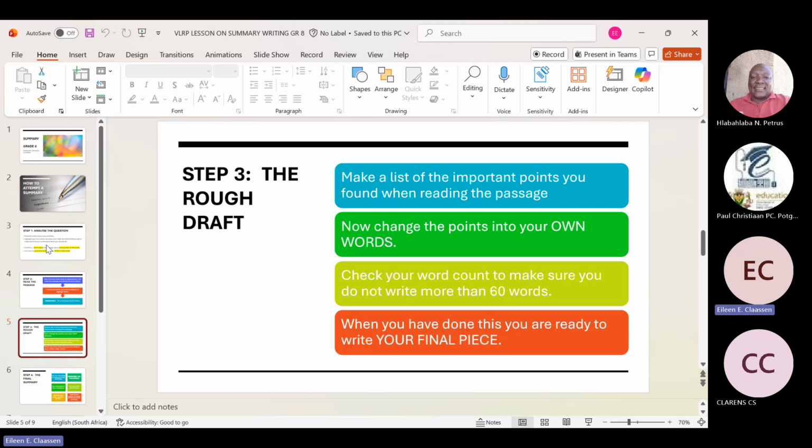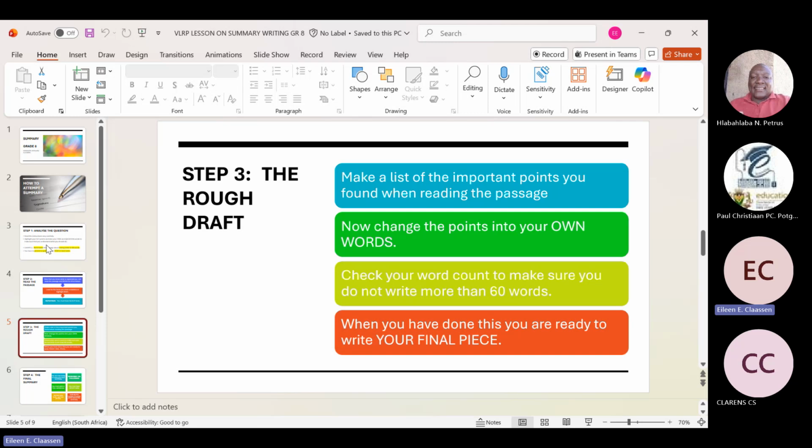So what you do then, you start changing them into your own words. And also when you do that, don't try to reinvent the wheel and change it totally, because then you may write something that isn't really a fact anymore, or you change it in such a way that nobody's going to understand what you're saying.